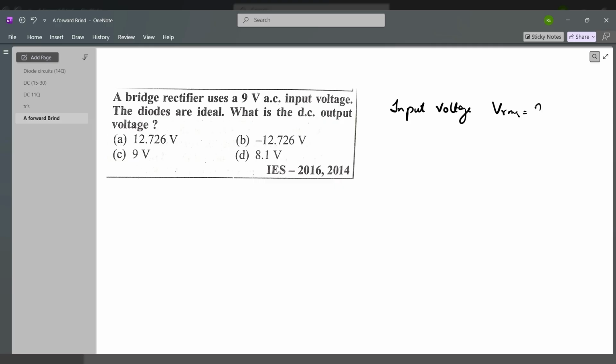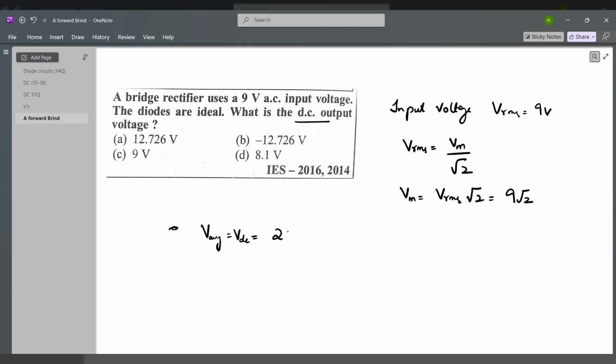is 9 volts. The VRMS formula we know for a full wave rectifier is Vm by root 2. So Vm is equal to VRMS multiplied by root 2, that is 9 root 2. He is asking the DC output voltage. The DC output voltage is nothing but V average, that is VDC, equal to 2 Vm by pi. If you substitute the Vm value here, 2 into 9 root 2 by pi, which is equal to 8.1 volts. So the answer is option D.